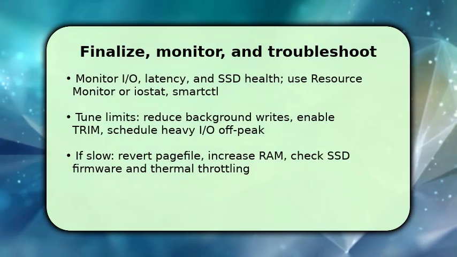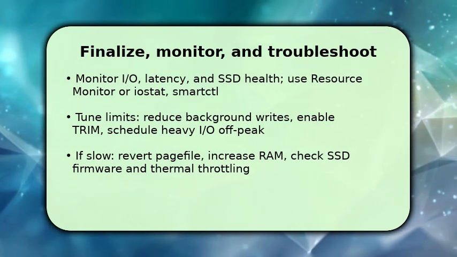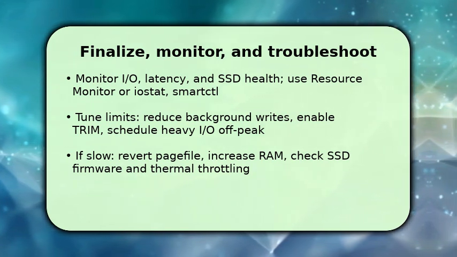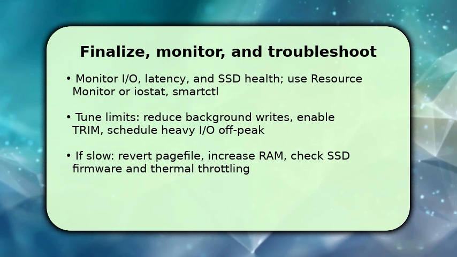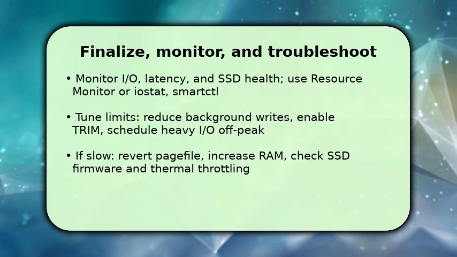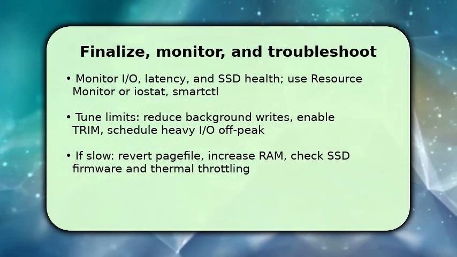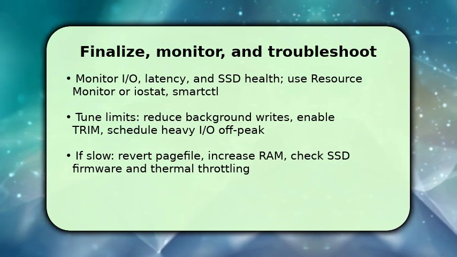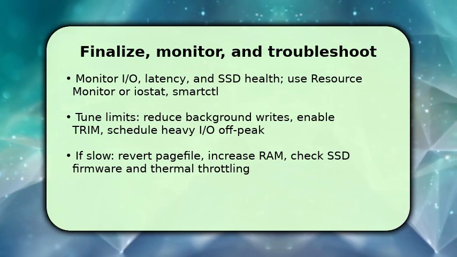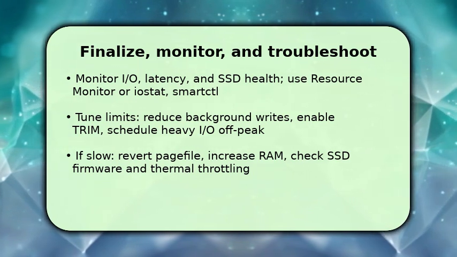You finish by validating performance and protecting the SSD. Monitor I/O patterns, latency, and SMART health. Enable TRIM and lower background writes so the drive isn't worn by constant swapping. Once done, tune your swappiness or page file sizes based on observed behavior and schedule heavy jobs when thermal conditions are optimal. If performance degrades or latency spikes persist, revert the page file temporarily, update SSD firmware, and consider adding RAM. The SSD-as-RAM approach helps with shortfalls but cannot truly replace physical memory.